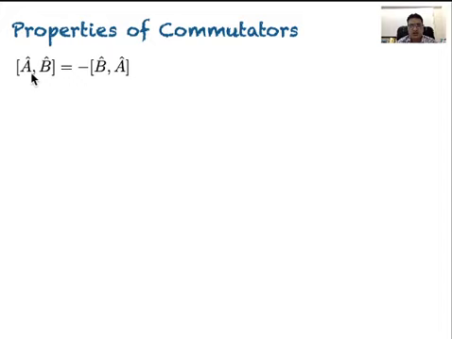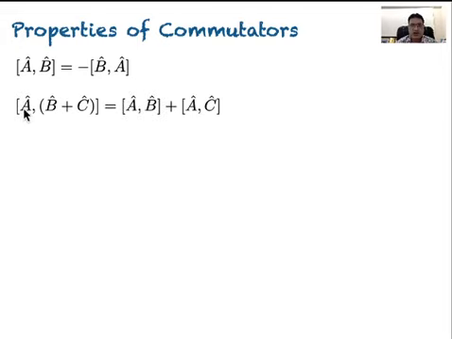Let's say these are the two operators A and B. If I take the commutator of A with B, then this is equal to minus the commutator of B with A. These are simple things that you can verify. Now, if you take the commutator of A with B plus C, then this is equal to [A,B] plus [A,C], because I can do the linear expansion and this will come out.